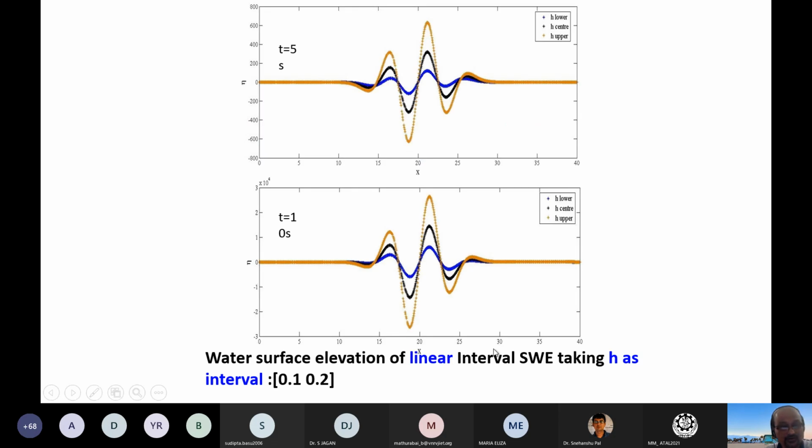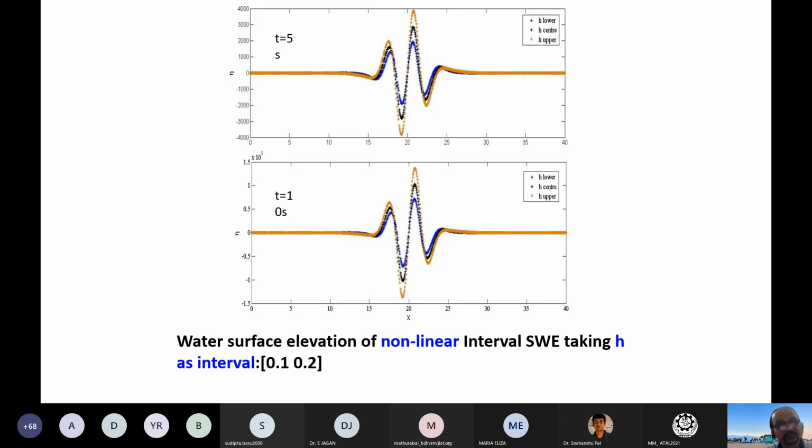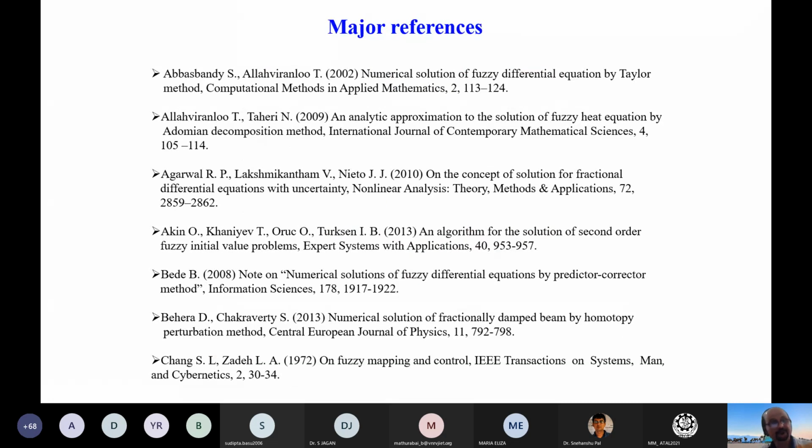So this is for taking h as the interval 0.1 and 0.2 for t equal to 1, 10 second and t equal to 5 second. So lower, upper and center, these are the plots. This is for linear and this is for non-linear shallow water wave equations, taking again interval as 0.1 and 0.2. So with this, these are the major references.